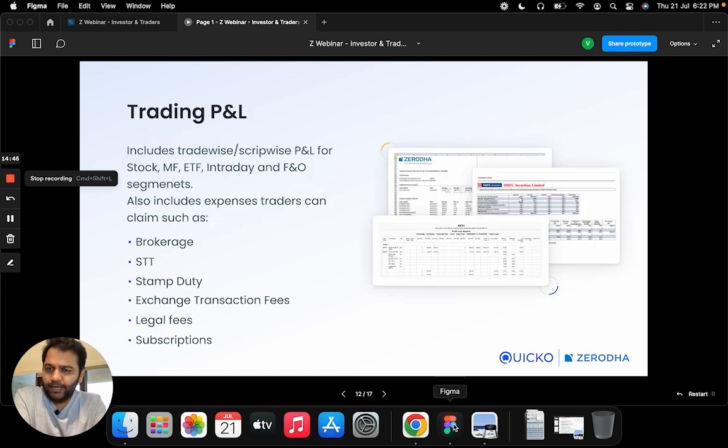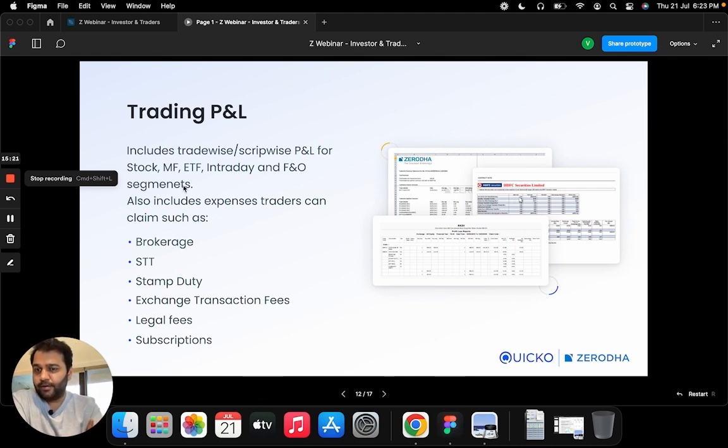Trading P&L. Trading P&L is very similar to capital gain statement. However, while capital gain statement only has information about sale of shares and mutual funds, trading P&L has trade-wise or scrip-wise P&L for stocks, mutual funds, ETFs, but also intraday and F&O segments, right? So it's essentially a de facto document mostly generated by your broker. So you can log into Zerodha Console and download your trading P&L by going to the reports section.